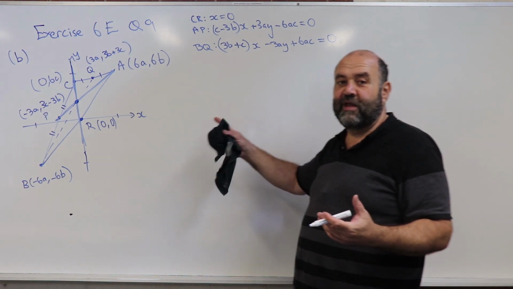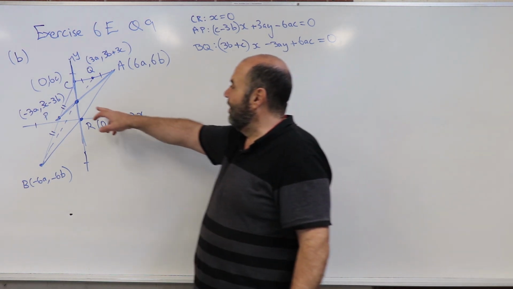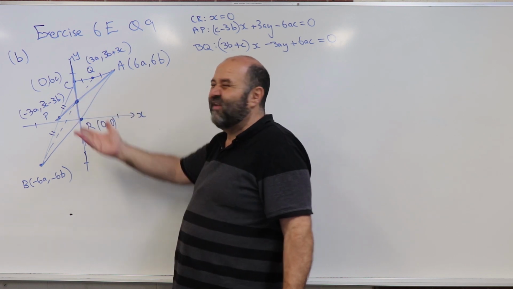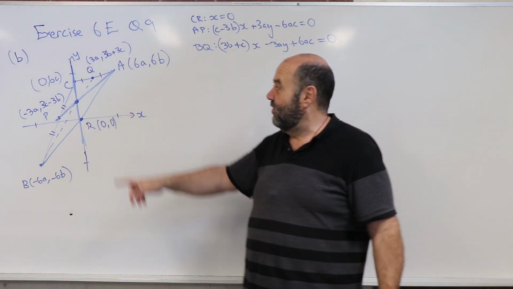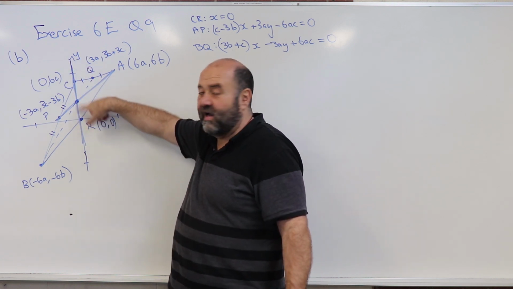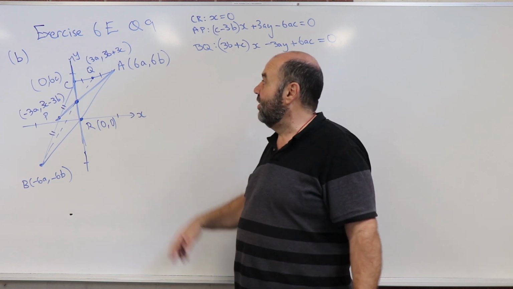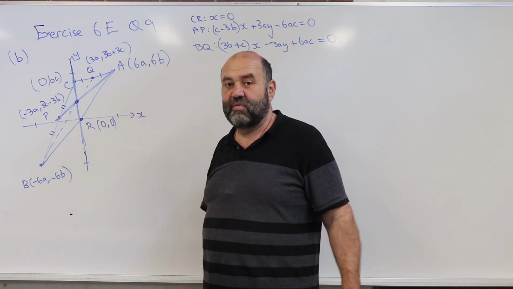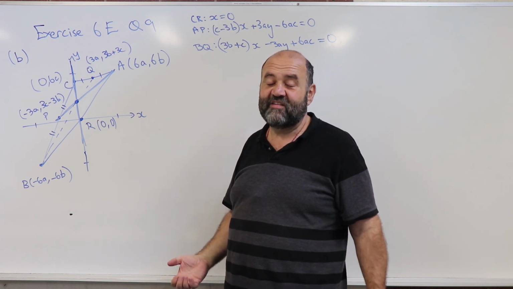We're only interested in the algebra of our current problem here, right? So we need to find this point. Well, we know the x value, right? The x value has to be 0 because it's on the line CR, and CR is x equals 0. So we just need to find the y value of AP. In other words, we're after the y-intercept.